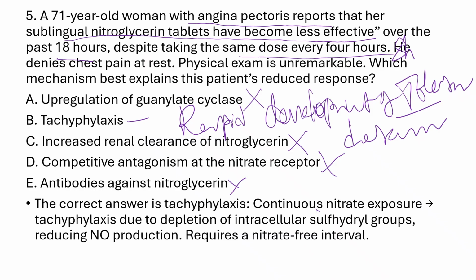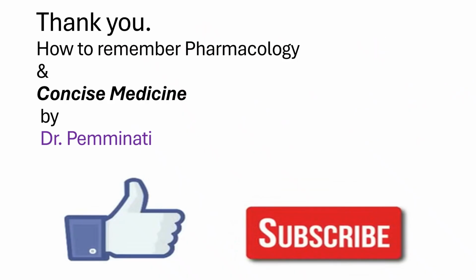That means the continuous nitrate exposure is mainly depleting the intracellular sulfhydryl groups, which reduces the nitric oxide production. So that requires a nitrate-free interval. So that's why sometimes we give a nitrate-free interval. So there is some production, then it produces its response. That is the tachyphylaxis.